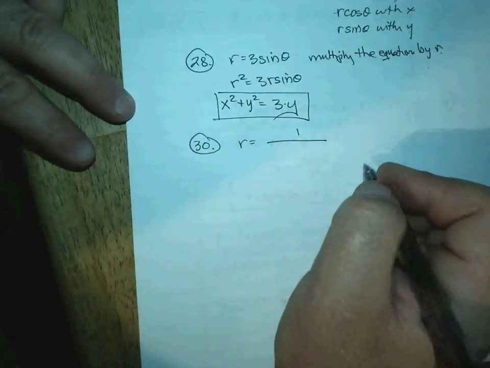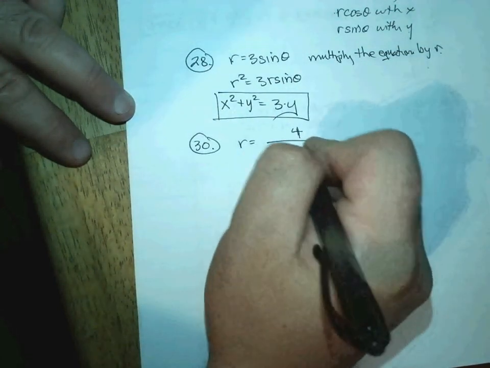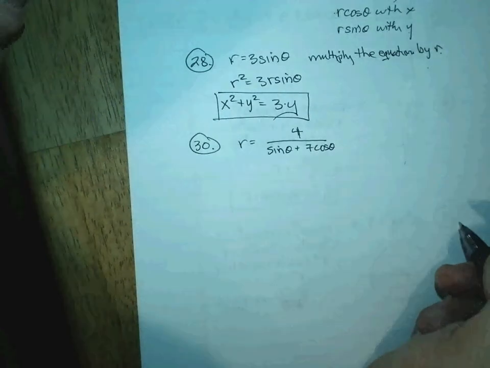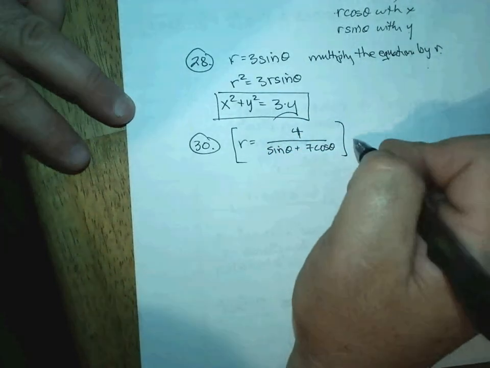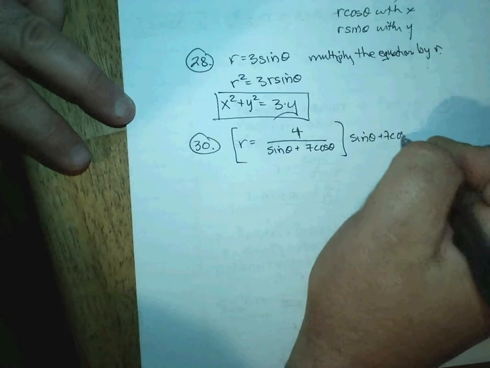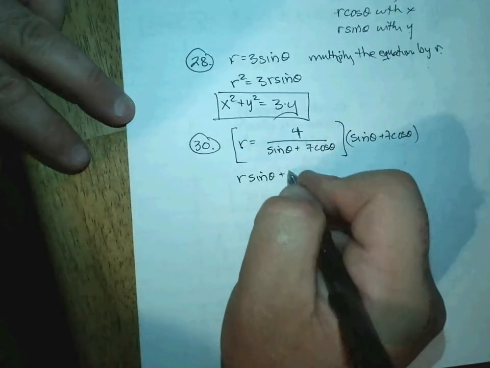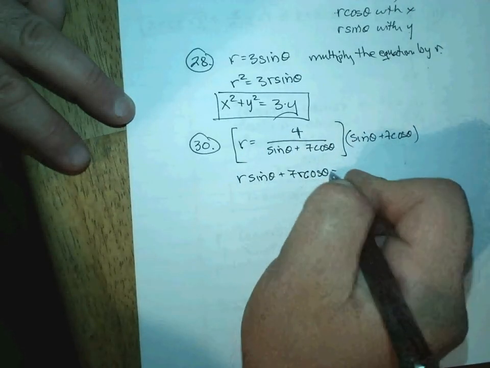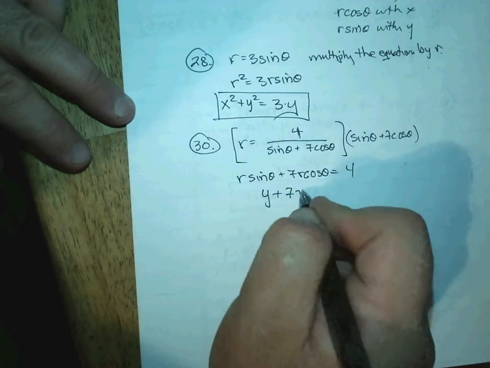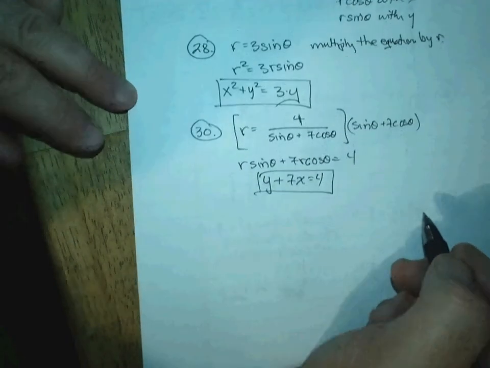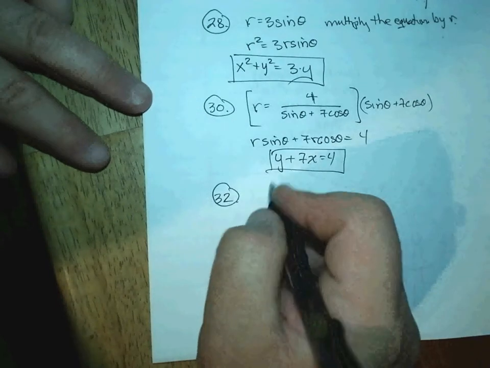Let's take a look at number 30. In number 30, we're given the equation that r equals, sorry, it's 4 over, in this case, sine of theta plus 7 cos theta. And so you look at that and say, how am I going to convert that? Well, if you multiply both sides of the equation by this denominator to clear the fraction, what you'll get over here is r times sine theta plus r times 7 cos theta. And on the right, the canceling will just leave you with a 4. And look at that. R sine theta is y, r cos theta is x, and you're in business. You've got the equation in rectangular coordinates.